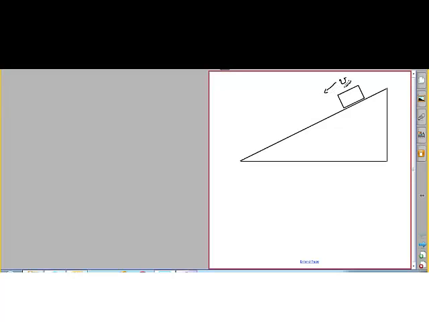So it has some initial speed, and depending upon the angle, if the angle is low enough, it'll slow down and stop, and if it's a particular angle, it'll actually just maintain a constant speed. And then if the angle is greater than that, then it will accelerate. So there's decelerate and stop, accelerate, and constant velocity. Those are the three conditions.